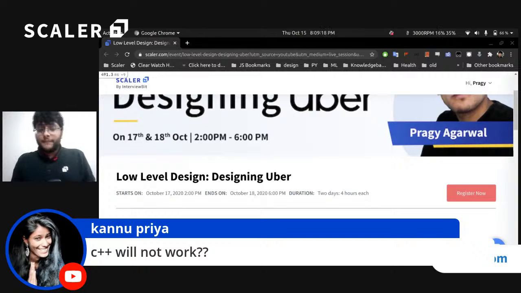Kanu Priya is saying, will C++ not work? So Priya, when you look at most top-level companies, a lot of the tech stack of companies like Google, Amazon, Booking.com, Gojek, Uber is made in Java. Now, these companies are language agnostic. In their interviews, they allow any sort of programming language. They also work with very exotic tech stacks. However, the core of their products, a large part of the backend, is built using Java and especially the Spring Boot framework.